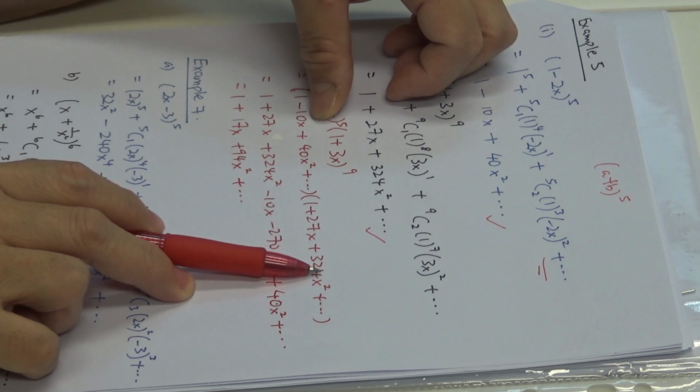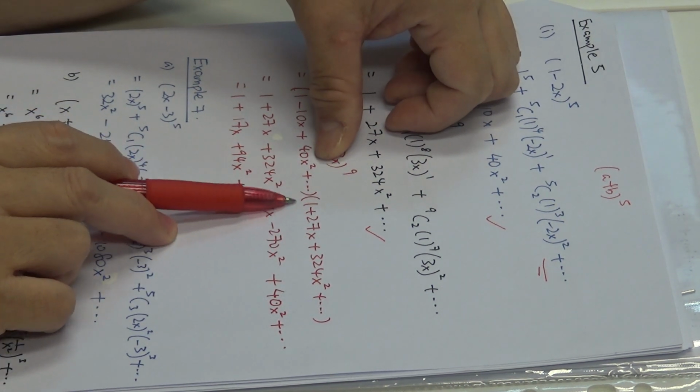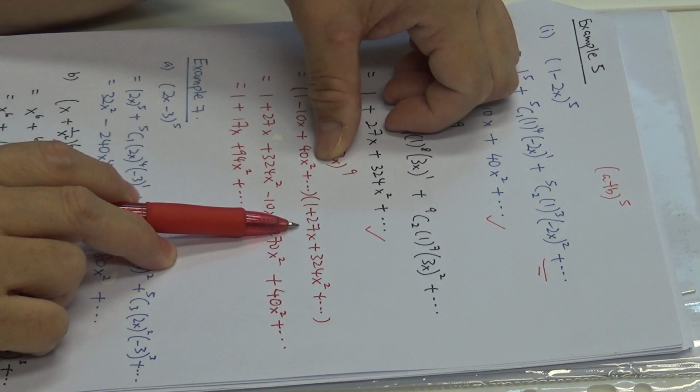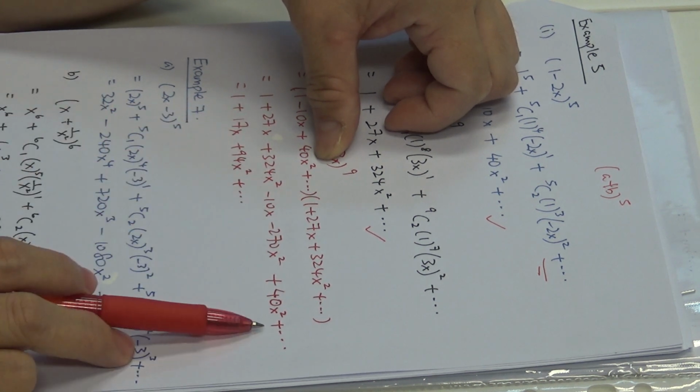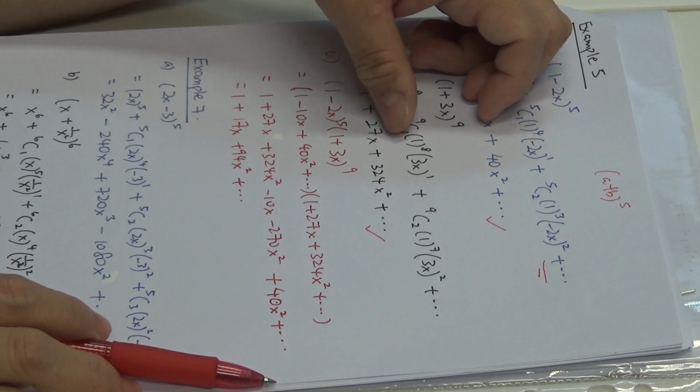We do not want an x cubed. Okay, then we move on to the next term. 40x squared times 1 is 40x squared. 40x squared times 27x is no longer needed because it's x cubed. So we just have this, and don't forget to say plus dot dot dot because there are some more terms. We are just expanding up to x squared.